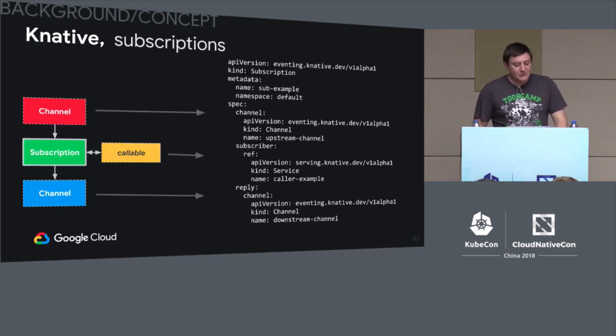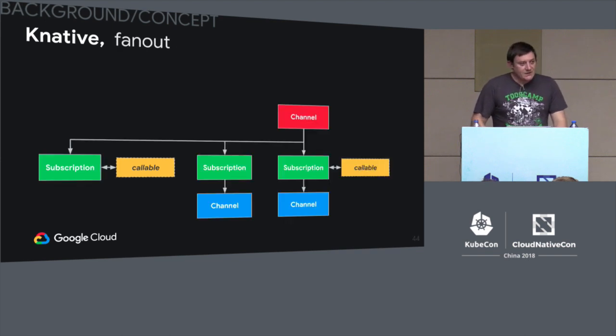A subscription describes event delivery. A subscription tells the upstream channel to first call a subscriber function and then continue the reply to the next channel. Channels that have more than one subscription allow for fan-out, or multiple event deliveries. Also shown are the current ways we support connecting callable functions and channels.